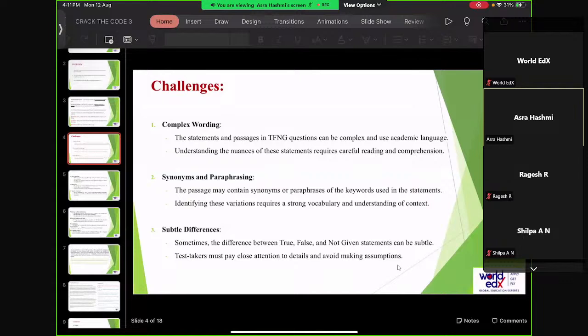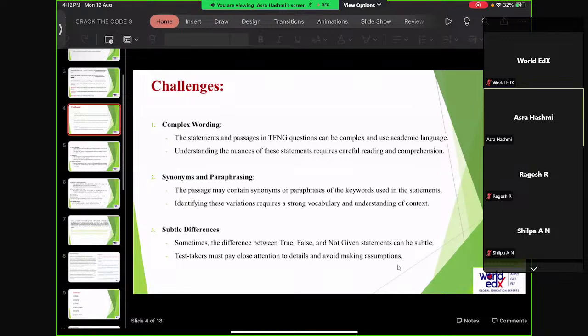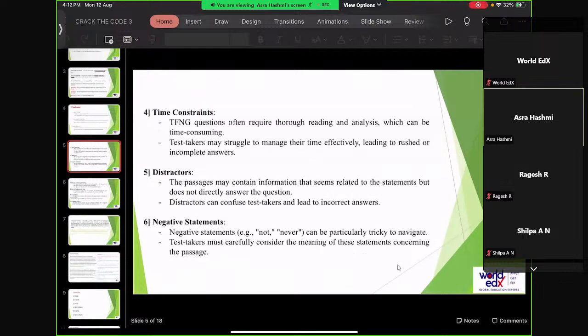The next is subtle differences. Sometimes the only difference between true, false, and not given is just a subtle nuance. For example, if I say that in India, adults can drive only, and in the passage it says in India only 18 plus people can drive. Now you have to understand that adults in India are people who are above 18. So it means the same thing. So there is very little difference between a statement being true and false, and you have to understand these differences. And a lot of students fail to understand that, and that is the reason they do not get the desired band score.